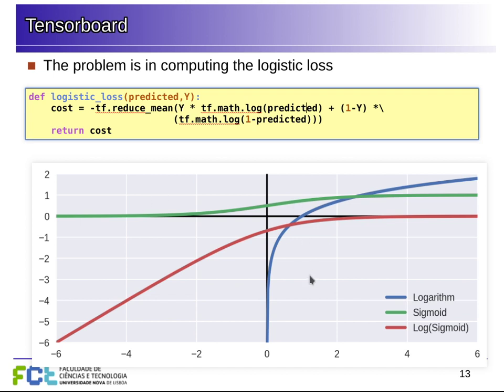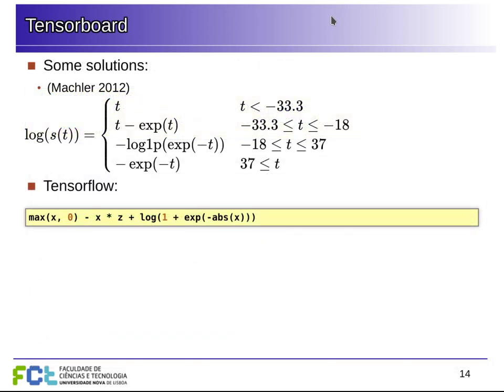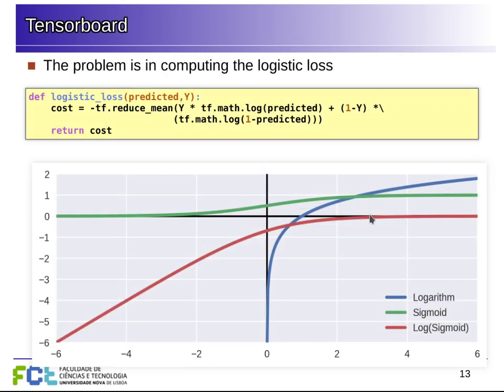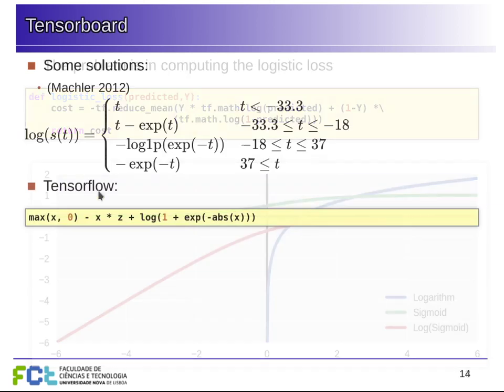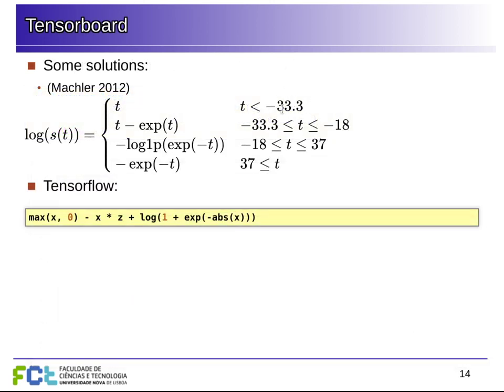So we cannot really use the logistic loss function implemented like this because it's too unstable and eventually it starts going badly. There are ways of solving this problem. For example, there is this technical report from 2012 which has this approximation. Basically, you can see that the logarithm of the sigmoid function starts becoming linear after this point. So if you have a very large negative number, 33.3 or something like this, then you can just use the same number.